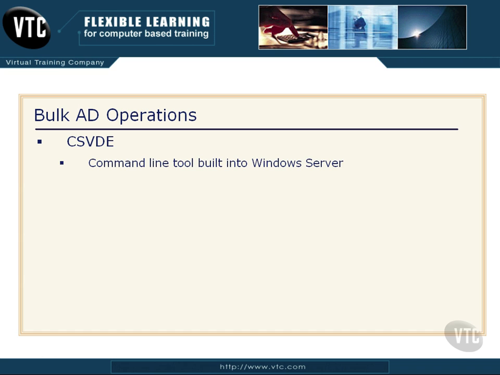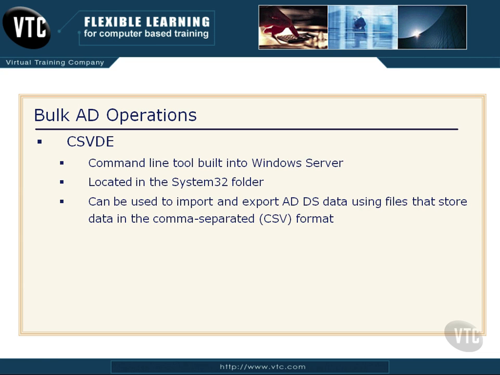CSVDE is a command line tool built into Windows Server. It's located in the System32 folder, and you can use this to import and export Active Directory domain services data. What's interesting about this is it uses files that store data in the comma-separated format, or CSV. That's very easy to open and read with Excel. So you can actually open and read it and make changes with Excel and import it back in.